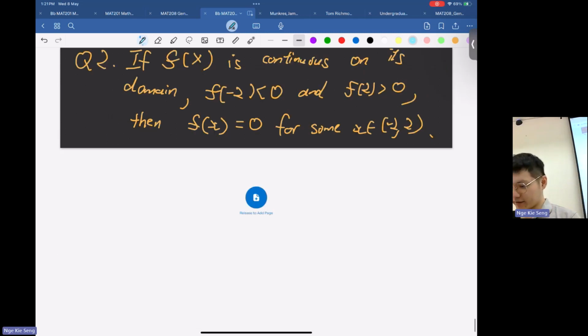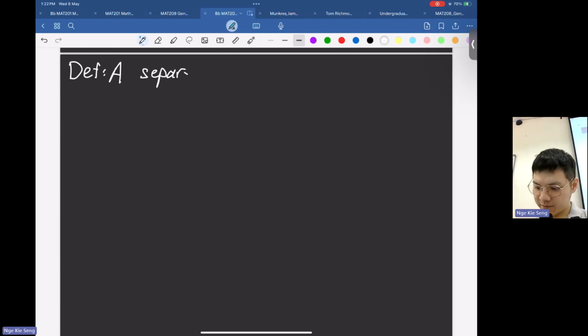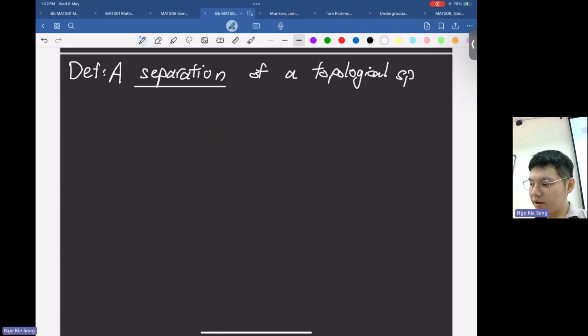All right, so let's define. Definition. Define this term here: a separation. So a separation of a topological space. You see why we involve a topological space here? Definitely we want to use topology. This definition should involve open sets, or closed sets. So how do we involve open sets here?